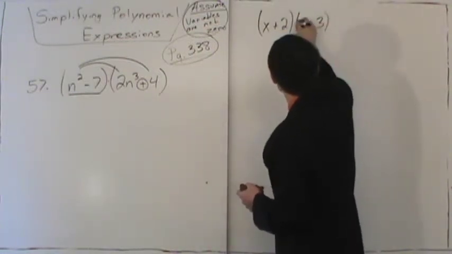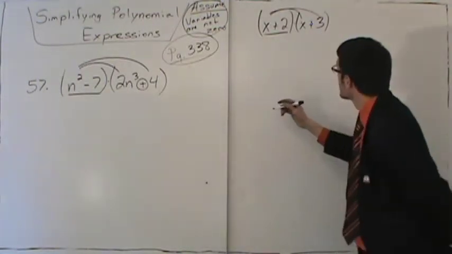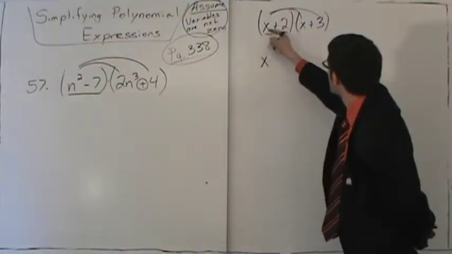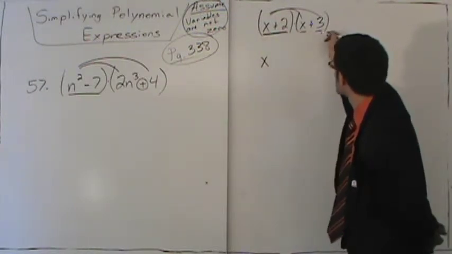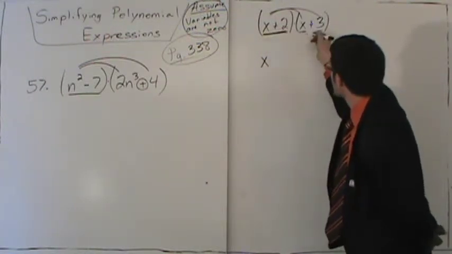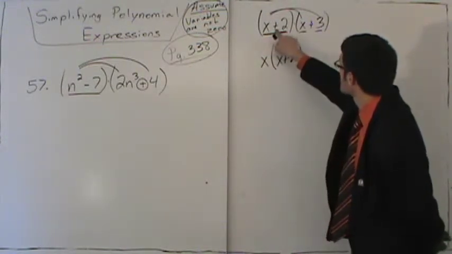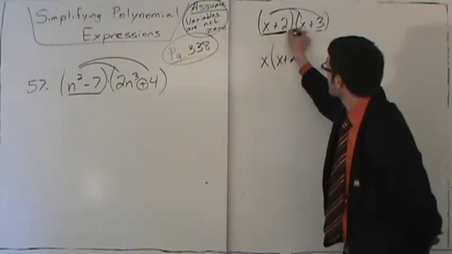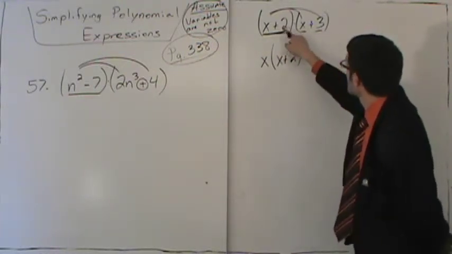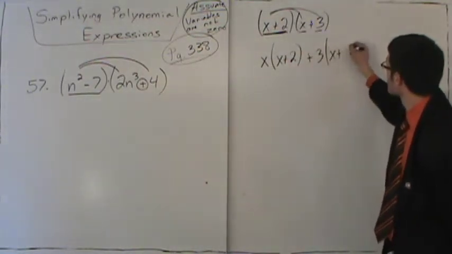So yesterday we looked at multiplication distributing over addition. We take what? The binomial and distribute. We end up with quantity x plus 2 times x, then quantity x plus 2 times 3. Quantity x plus 2 times x is the same as x times quantity x plus 2. Quantity x plus 2 times 3 is the same as 3 times quantity x plus 2.